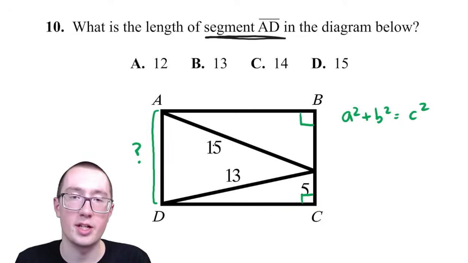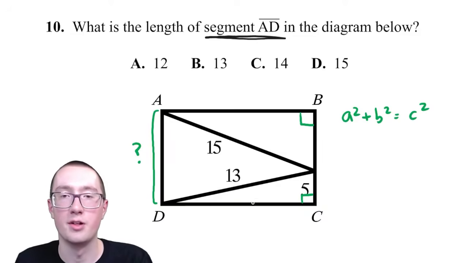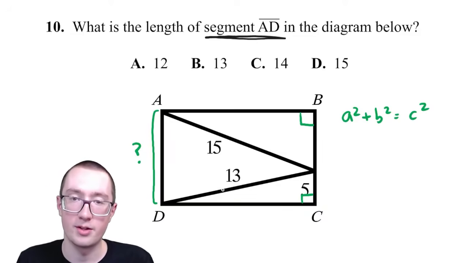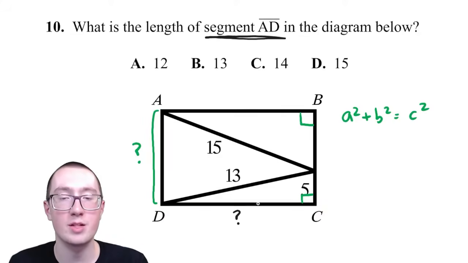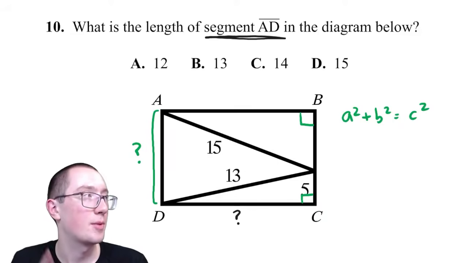So this right triangle here, we only have 15. We don't know what this is. We don't know what this is. So we can't do that one. But we can do this one down here. This triangle is a 5 and a 13, and we just have to find this side. So let's solve for this one right here. Remember, A and B can be whatever you want. A and B are the two sides, but C has to be the hypotenuse.